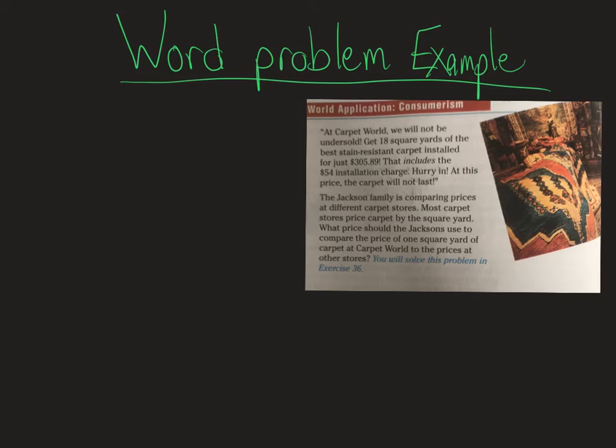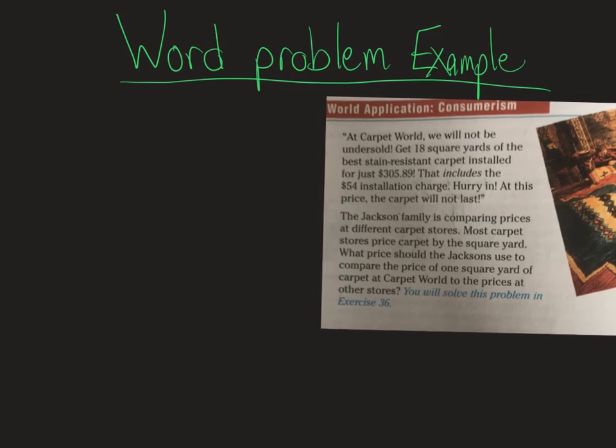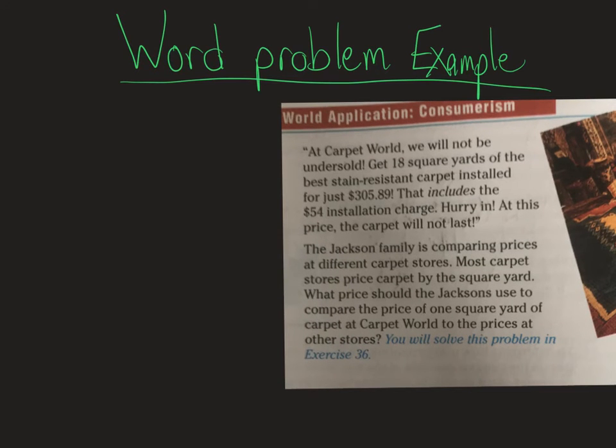Okay, let's do a little word problem action to show you guys how that works. It's often got a certain look to it with two steps. So let's examine this real quick. Okay, carpet world will not be undersold. Get 18 square yards installed for $305.89. That includes the installation charge. So, first thing, they gave us the total. It's $305.89. So let's write that down.